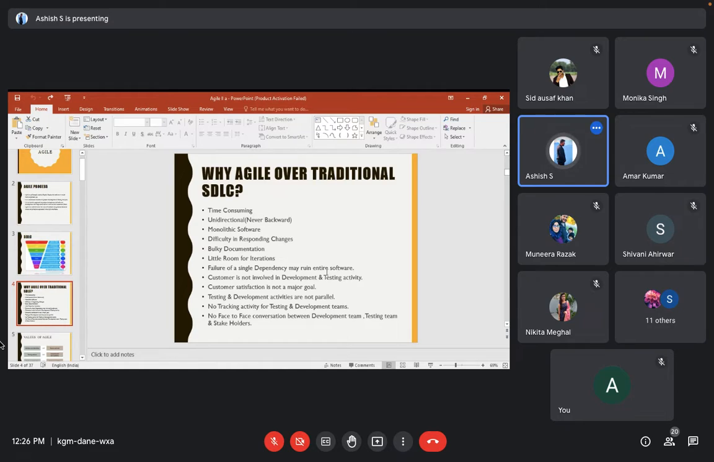And no tracking of testing and development teams. Before, what used to happen? Do you think your team leads, your managers were tracking your work?